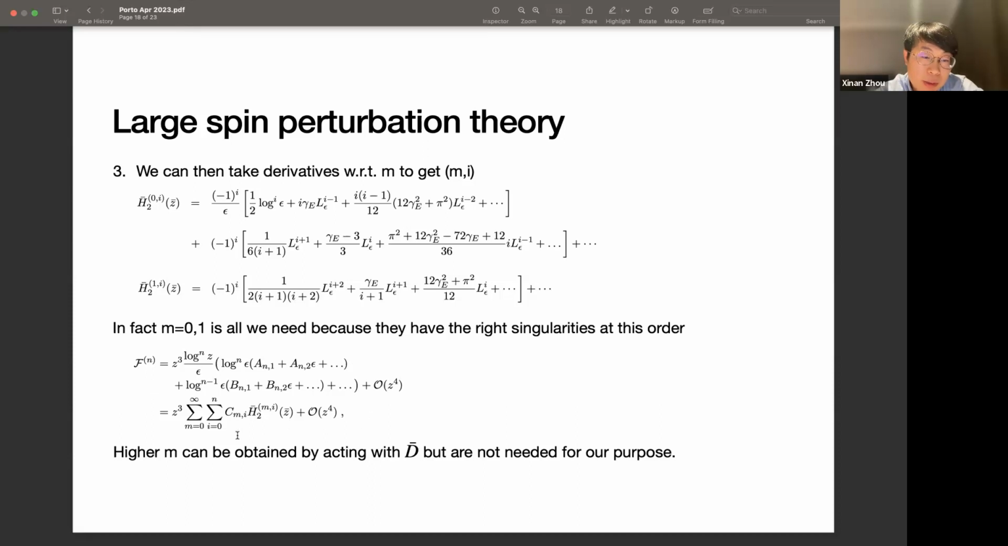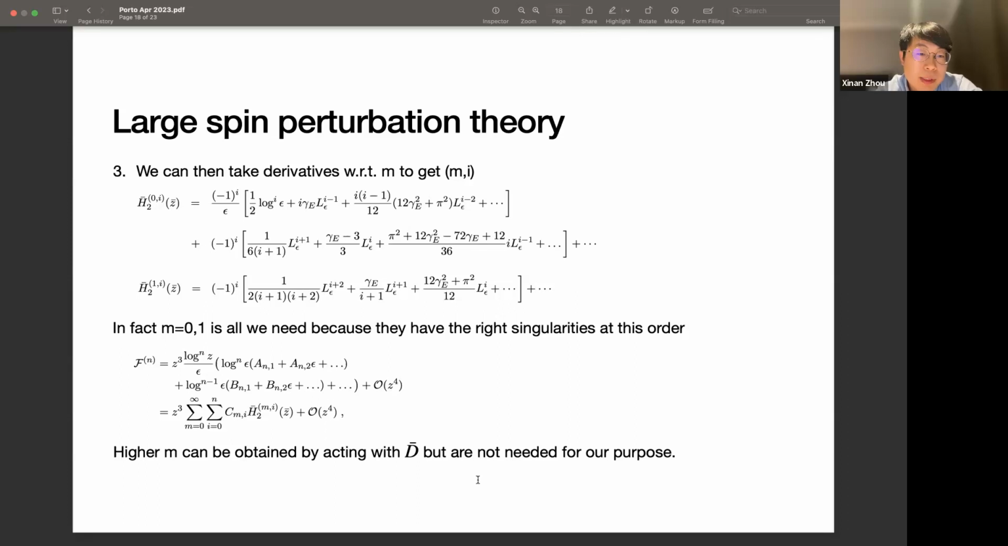This expansion also has higher m's, but for our purposes, we do not need the information of these higher twist conformal blocks with bigger m. You can attempt this by repeatedly acting on both sides with this d bar operator, and then you keep comparing the singularities. You can get the coefficients for these higher m twist conformal blocks, but we will not need them.